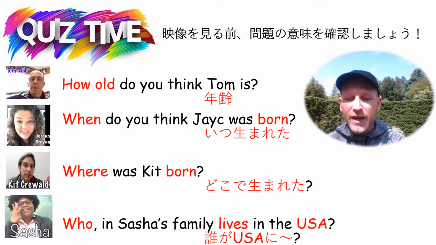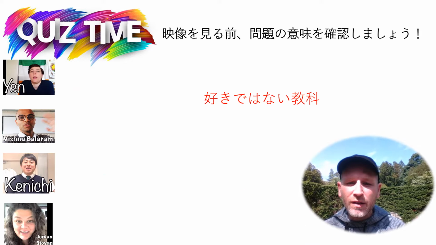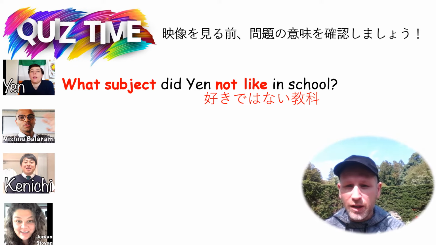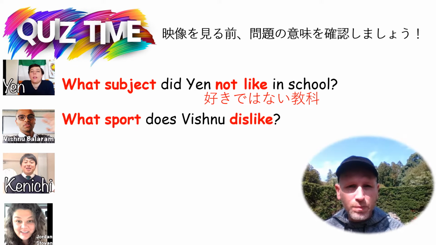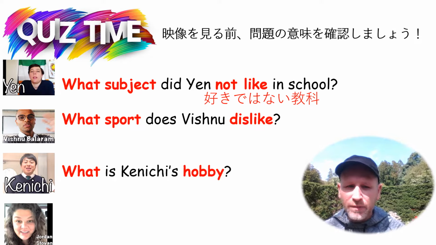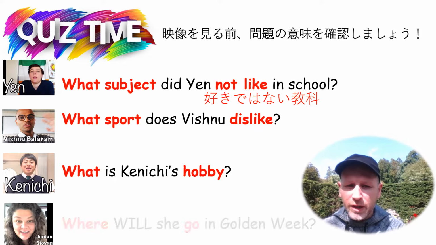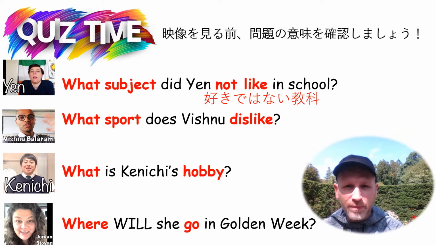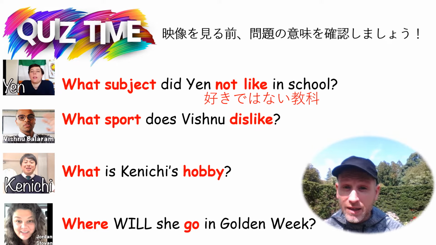Okay. And the next four questions are as follows. What subject did Yen not like in school? Skidewanai Kyoka. What sport does Vishnu dislike? What is Kenichi's hobby? And where will she go in Golden Week? Okay, that is if she can go.